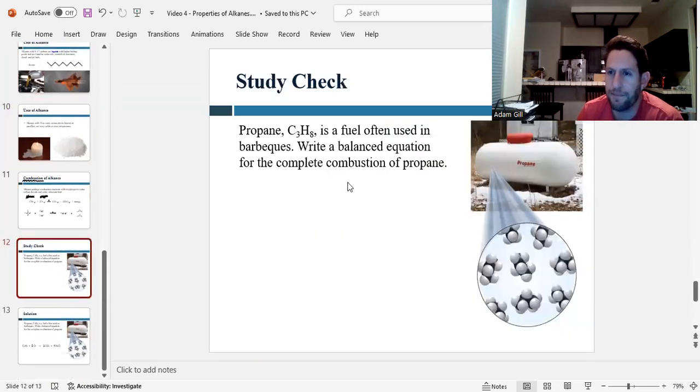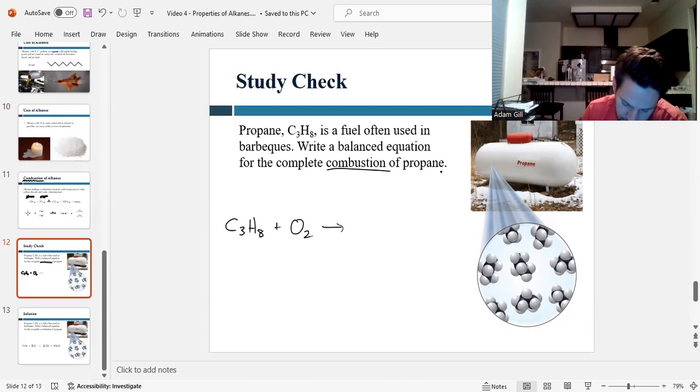So let's do a study check. Propane is used as fuel in propane tanks. Write a balanced equation for the complete combustion of propane. So they give you the molecular formula here. So C3H8. In a combustion reaction, we're always combining it with oxygen, so O2. And what does that create? Well, we know we're going to be creating carbon dioxide and water vapor, plus a bunch of energy.